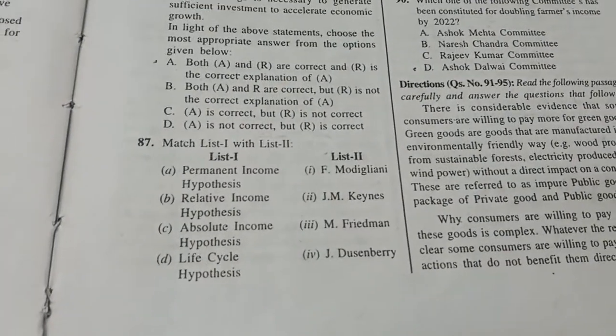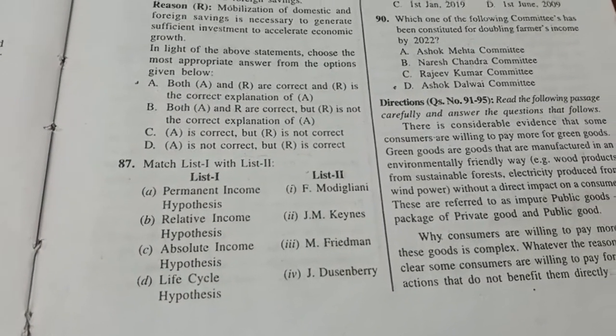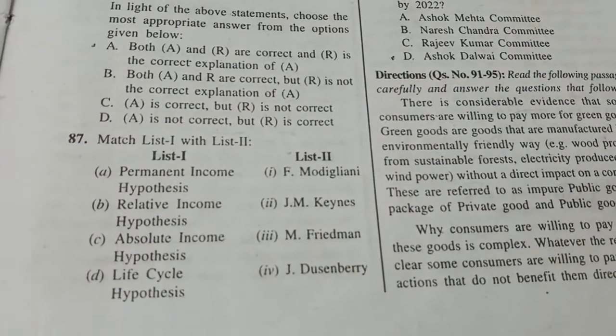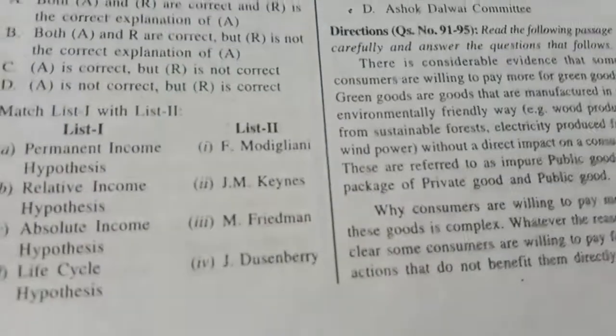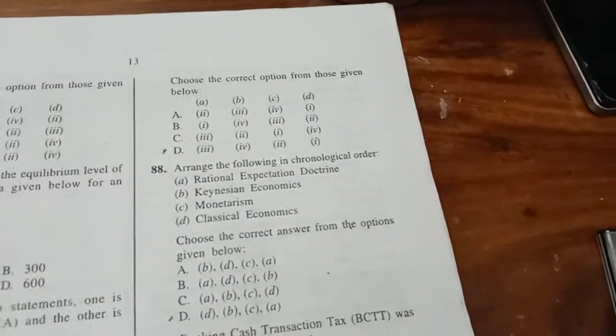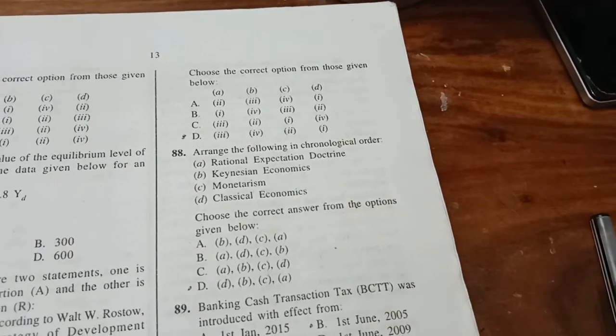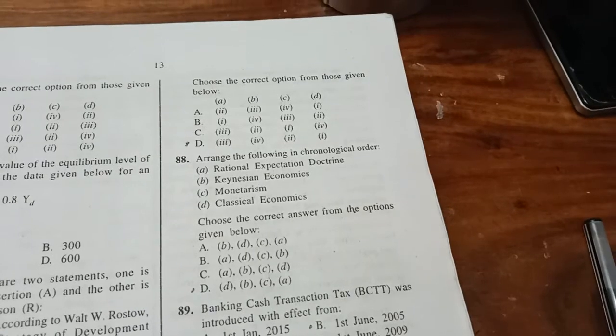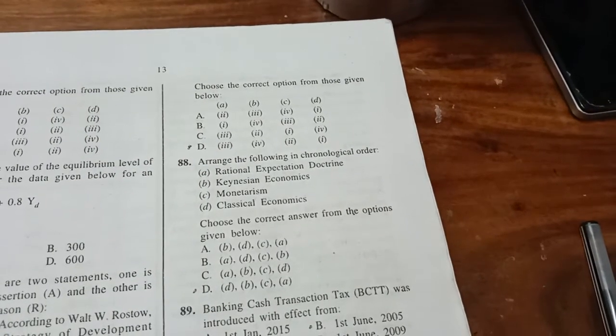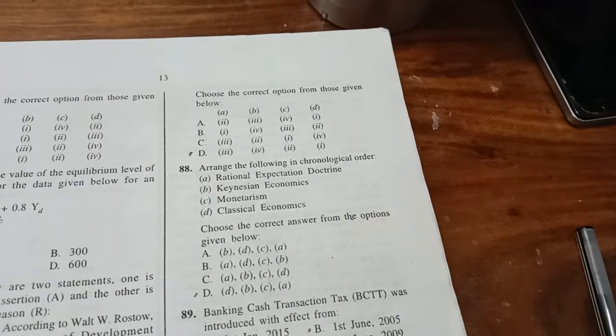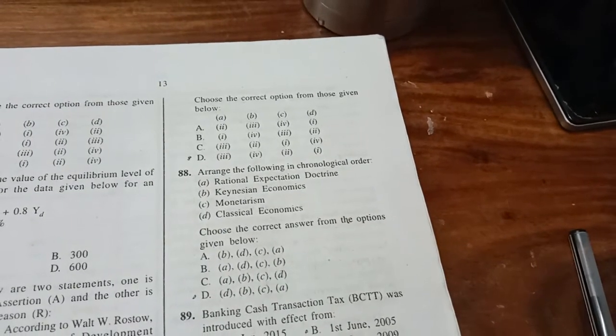Permanent income hypothesis, 3 number: M Friedman. Relative income hypothesis is 4 number: J Duesenberry. Absolute income hypothesis, 2 number: J M Keynes. Life cycle hypothesis, 1 number: F Modigliani. Arrange the following in chronological order: A is classical economics, B is Keynesian economics, C is monetarism, D is rational expectation doctrine.